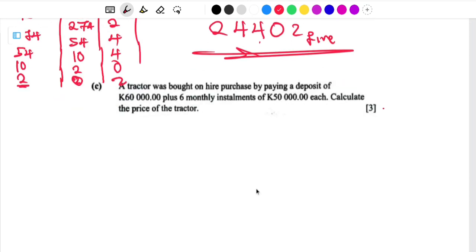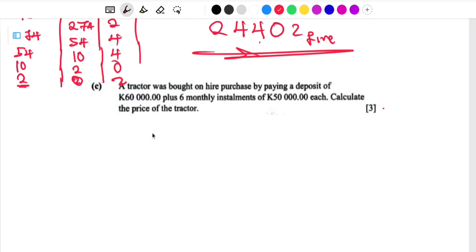Question C is saying a tractor was bought on hire purchase by paying a deposit of 60,000 plus 6 monthly settlements of 50,000 each. So each month he or she was paying 50,000. Then the number of months, there are 6. Okay, then calculate the price of the tractor.